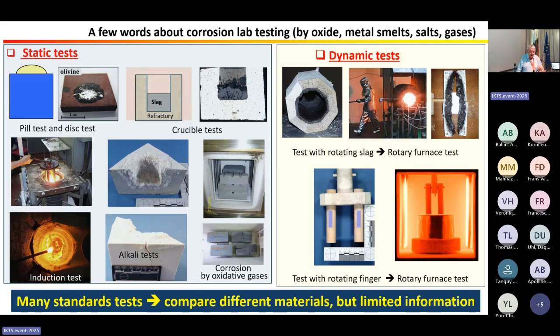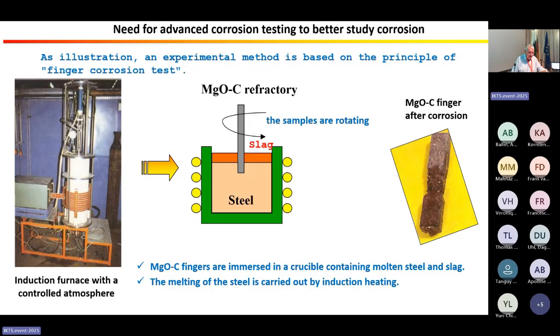But what is the objective of these tests? They give very limited information. The only information is to compare different materials in the condition of the lab and not in the condition of industry. So it's very limited, it's very poor. So we need advanced corrosion testing to better study corrosion.